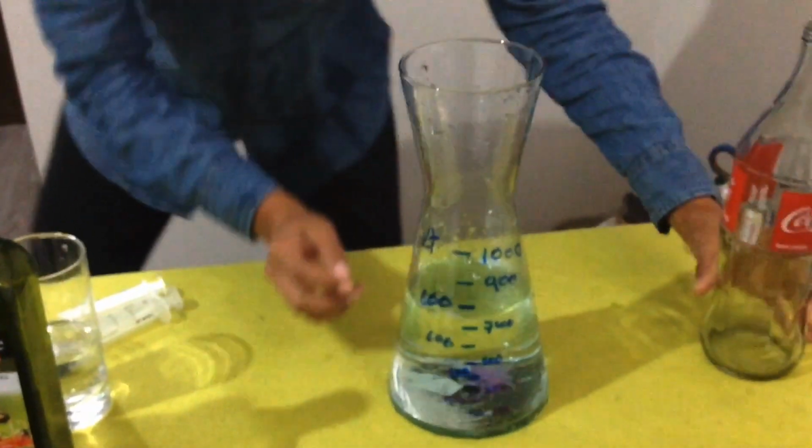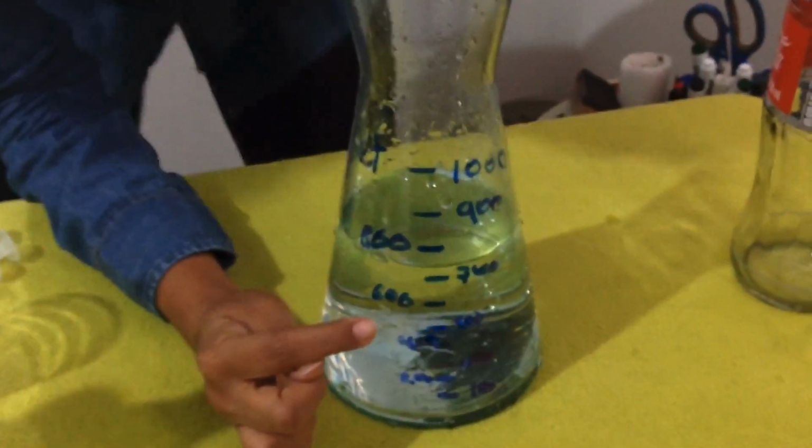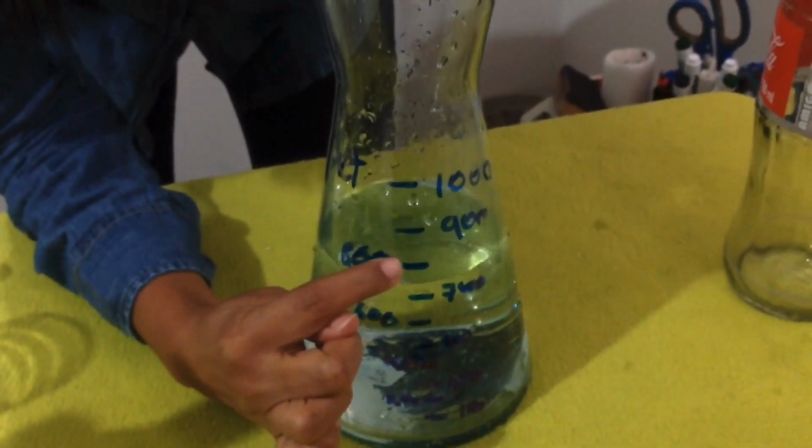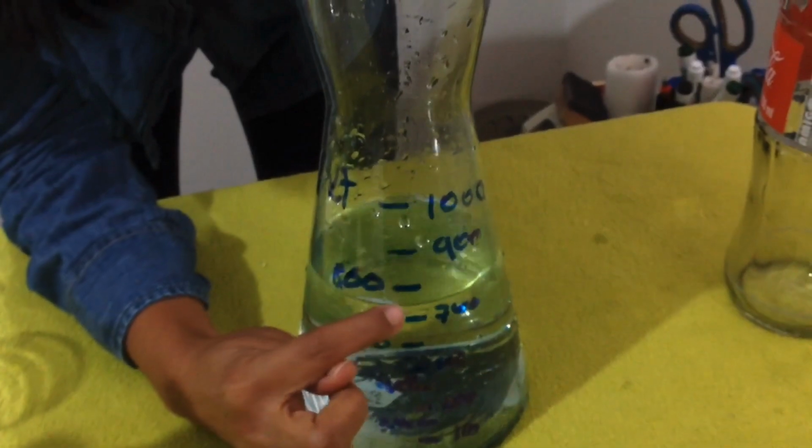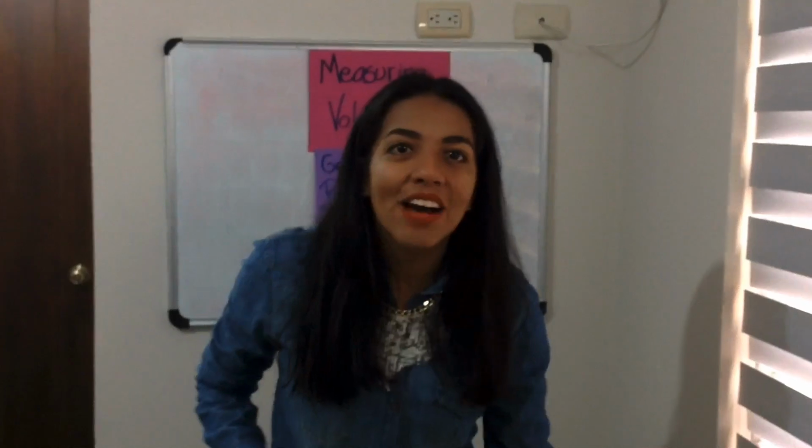Okay? And if you come closer, you're going to see that this is 700 and this is 800. As this is in the middle, that is correct. This bottle is going to have 750 milliliters. That is going to be the volume of the liquids that we have inside.